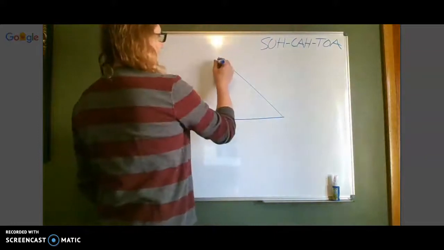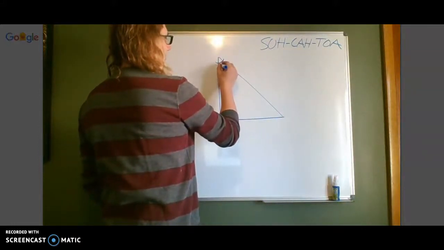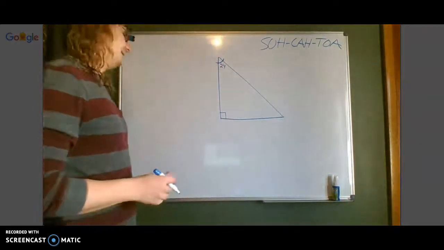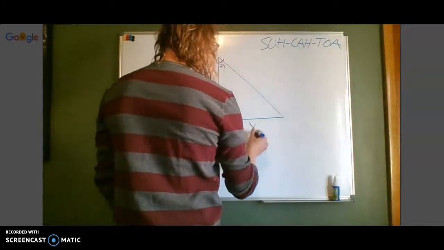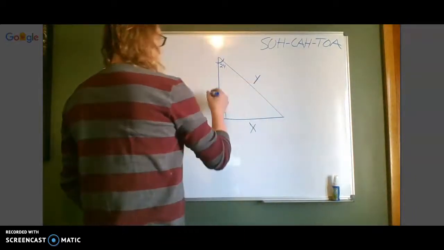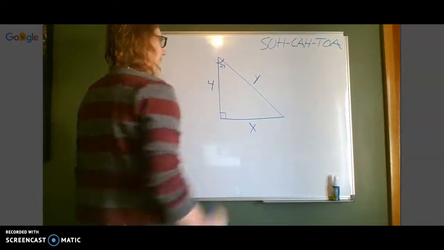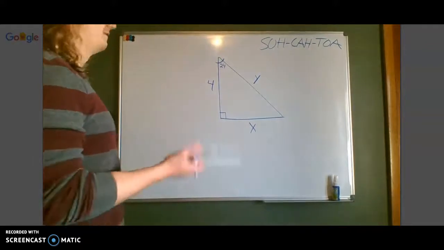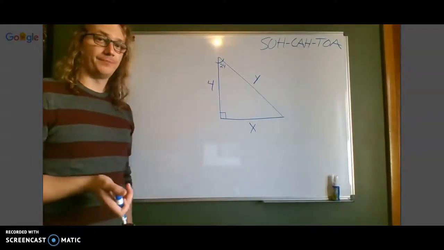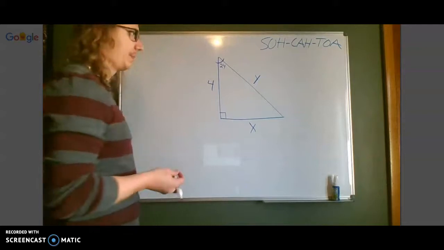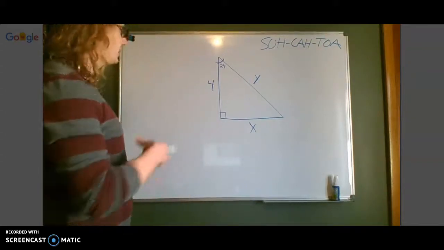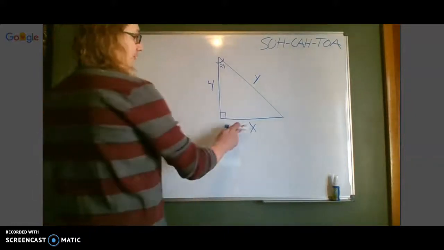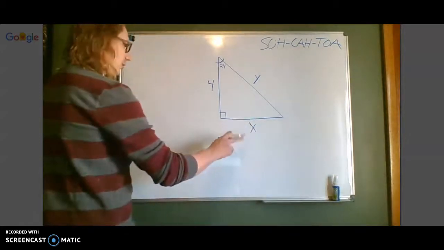I'm going to deal with this angle today, and I'm going to say that it is a 24-degree angle. Let's give myself x, let's give myself y, and then let's say that this is 4. So the question is going to ask, find x and find y, rounded to the nearest hundredth. And it doesn't matter which one you find first. You can find either one first. It's totally fine. But I'm going to find x first, which will not be 4.